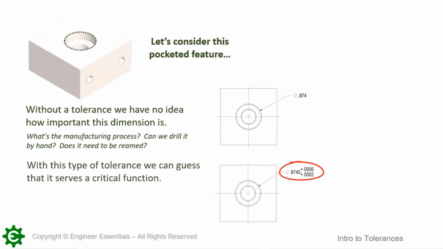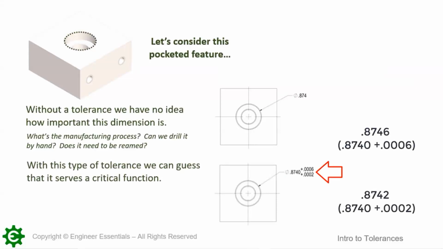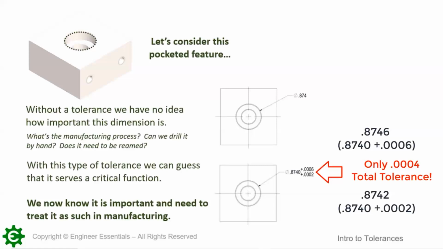Well, now when we give it a tolerance, we can determine how important this feature is and how we need to manufacture it. Looking at this tolerance right here, it is an extremely tight tolerance. We can only go from 0.8742 to 0.8746. That's very hard to hold. In this case, it dictates that the part is probably going to cost us more to manufacture because we have to use some sort of specialty process. It also tells us, though, that this is functionally critical and may be used for something like a press fit. We now know this dimension is important and need to treat it as such in the manufacturing process.